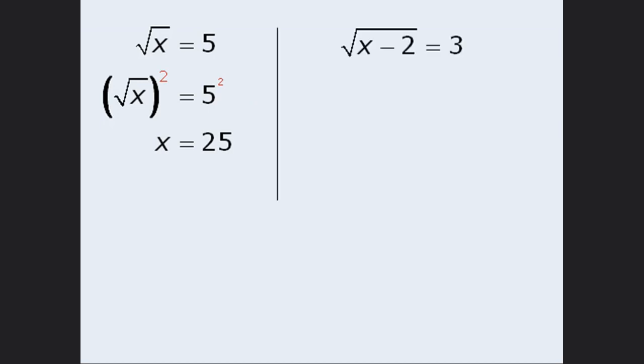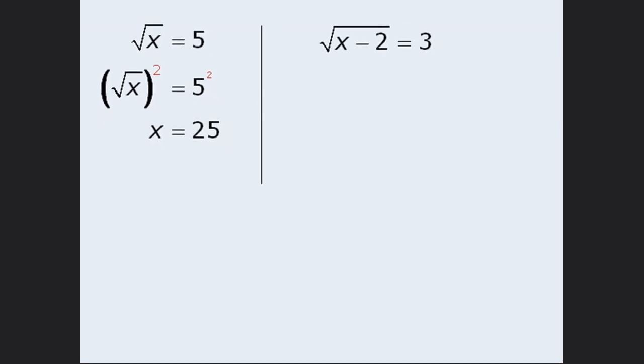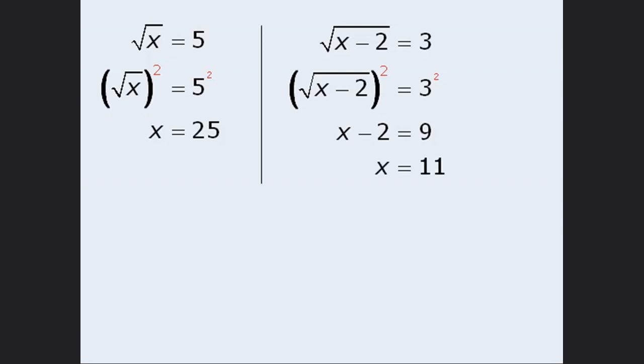Okay, here's another equation. To solve this one, we'll first raise both sides to the power of 2. On the left-hand side, the square root of x minus 2 all to the power of 2 is equal to x minus 2. On the right-hand side, 3 to the power of 2 equals 9. From here, we can add 2 to both sides to see that x is equal to 11.